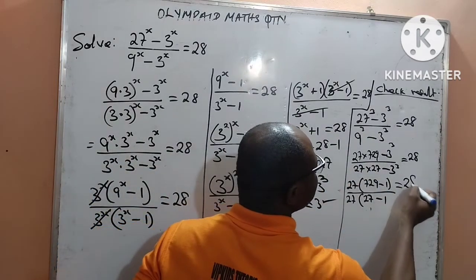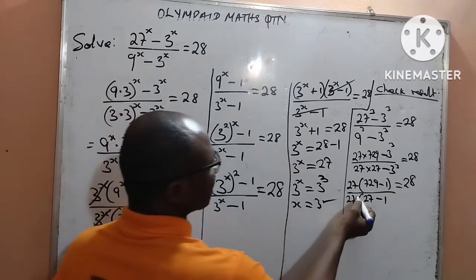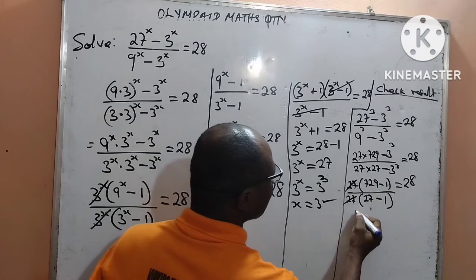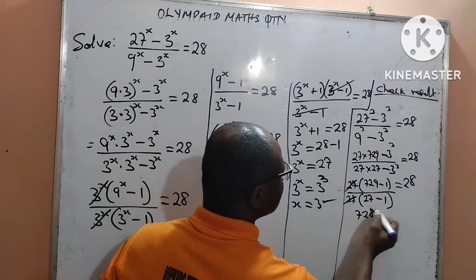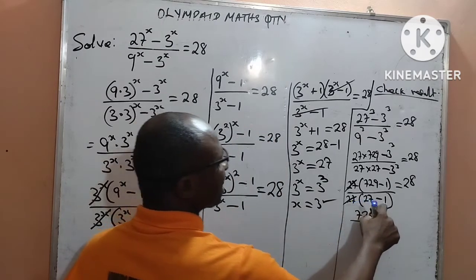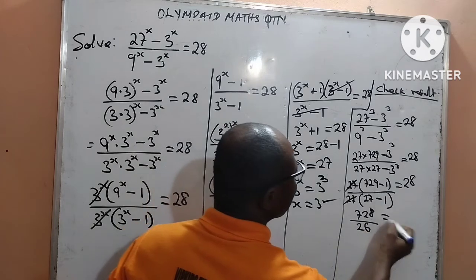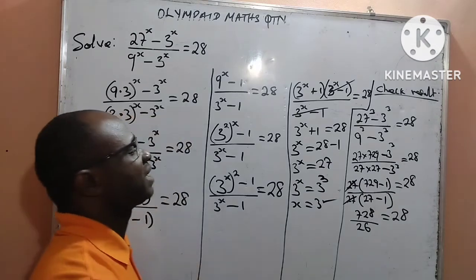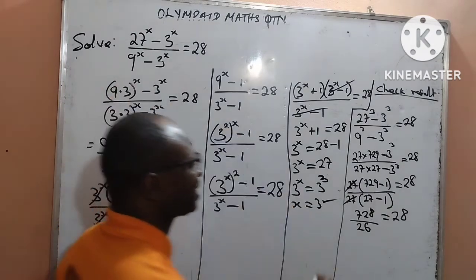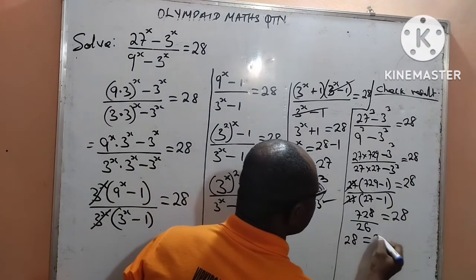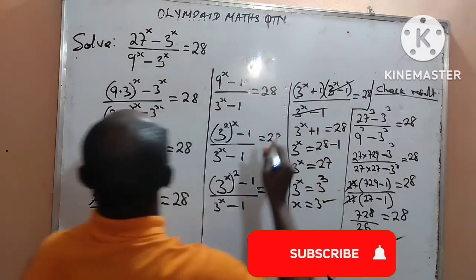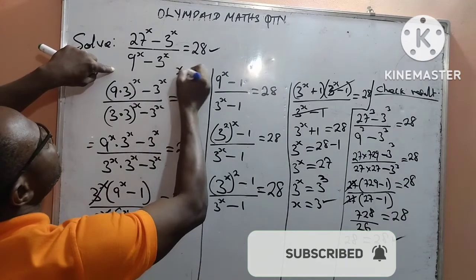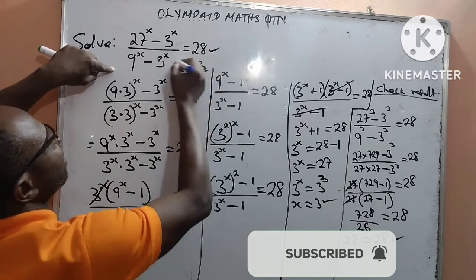We want to know if it is equal to 28. So I can cancel this out, and then 729 minus 1 will give me 728 all over 27 minus 1, which is the same thing as 26. And I tell you that 728 divided by 26 is exactly 28. Therefore, we say 28 is equal to 28. Final answer. So, in conclusion to this question that we are given, the value of x is equal to 3.